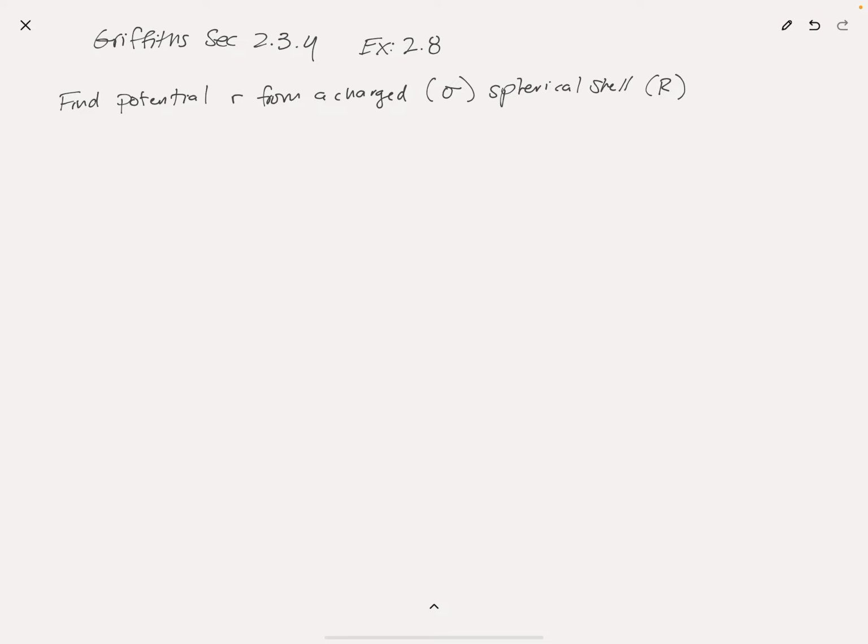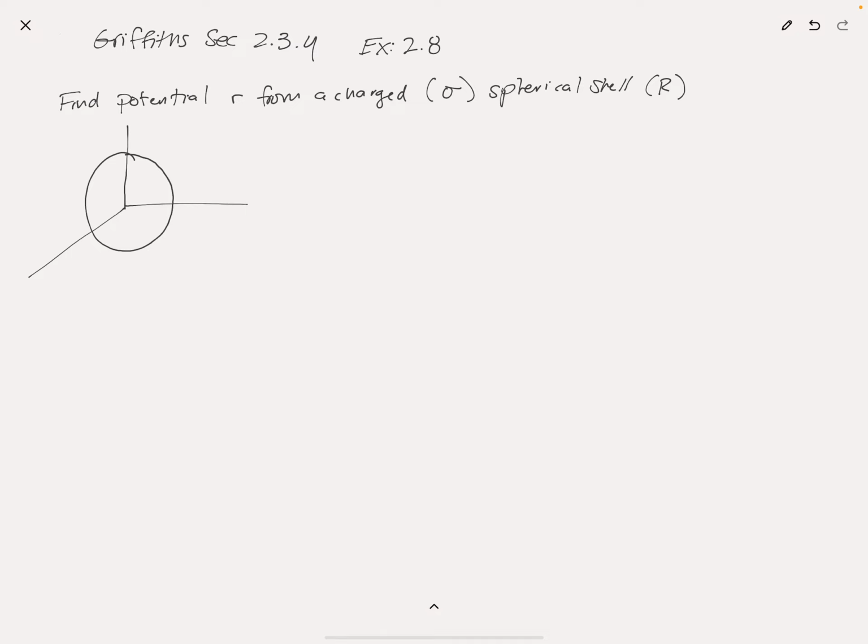Okay, so because this spherical shell is uniformly charged, I can put it at whatever orientation that I want on my coordinate system, and I'm going to center it at the origin.